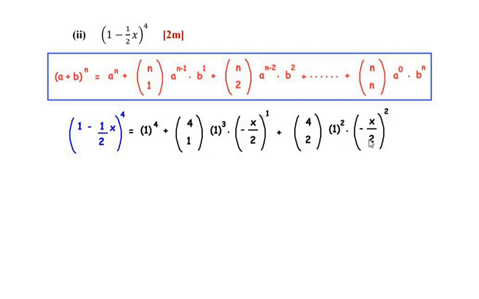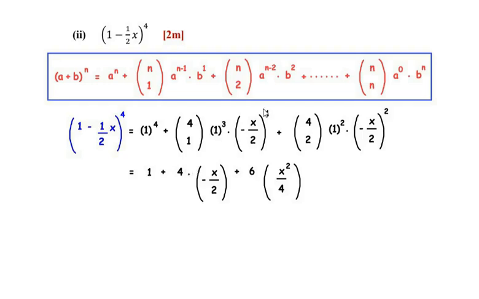plus, now the third term becomes 4c2 times a is 1, so 1 to the power of n minus 2, that is 4 minus 2 gives us 2, times b square becomes negative x over 2 whole term raised to the power of 2. Now let us simplify this further. Now 1 to the power of 4 gives us 1 itself plus 4c1 gives us 4 times 1 to the power of 3 is 1 itself. So we have not written it over here.